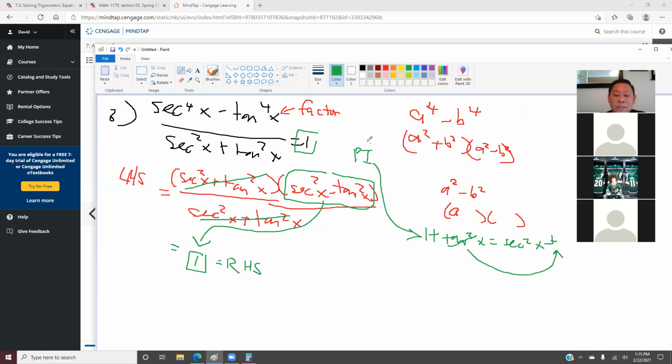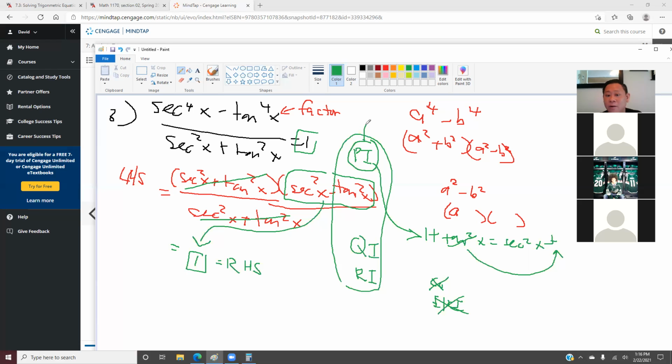So in the test, make sure you just tell me what identity you use. PI is for Pythagorean, QI is for quotient, and RI is for reciprocal. These are the three that we use a lot. So you do not need to worry about cofunction identity, and you don't even need to worry about even and odd identity, because that we don't do too much in your test. So in your test, mostly we will concentrate, especially your Pythagorean. If you ask me out of the whole identity that you guys learn, the Pythagorean one is the one you need to concentrate on. Not too much on the cofunction and on your even odd.